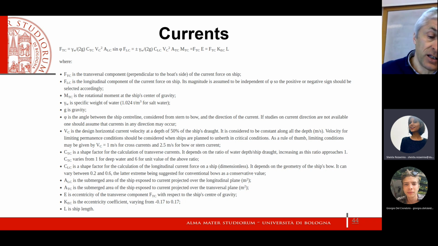And as I said, wave forcing is normally not a big issue as compared to wind forcing. And the same can be said for currents, even less than wave forcing.